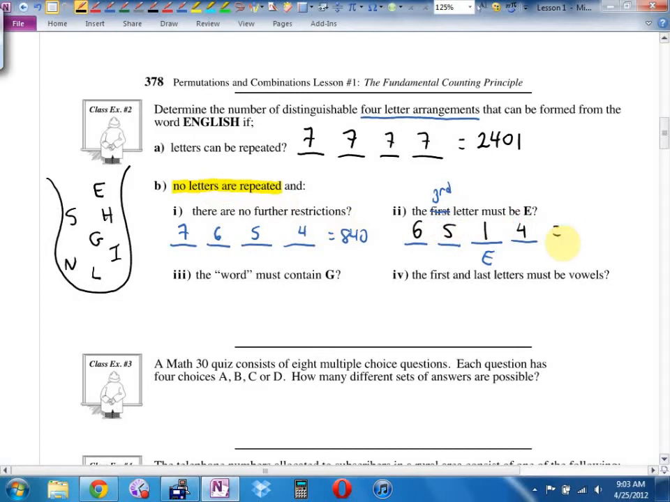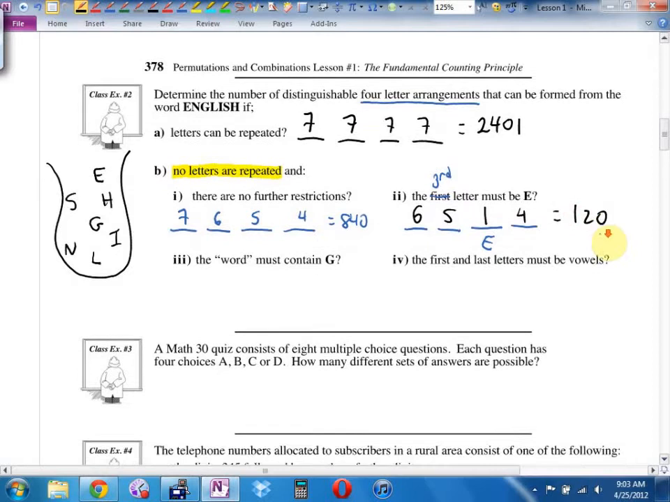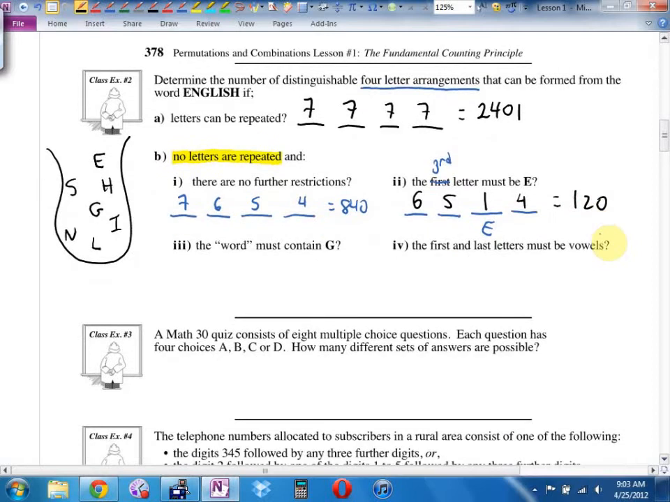Okay, if the first letter, or if the second letter, or if the third letter, or if the fourth letter, I did third letter just to show you that it doesn't matter where the location is. How many different four-letter words can we form? 120. I'm going to come back to the third one in a second. Let's do the fourth one.